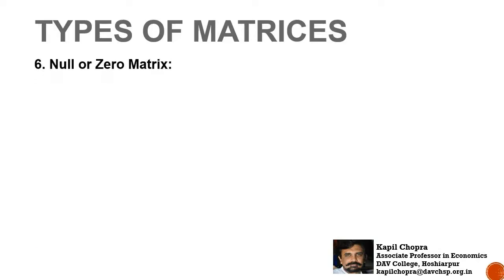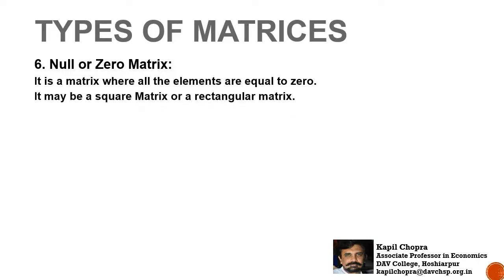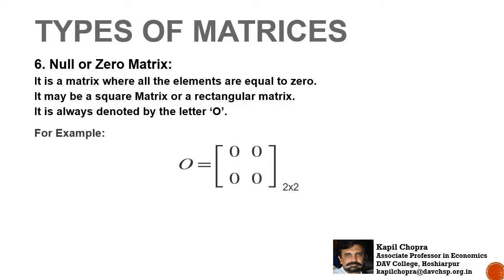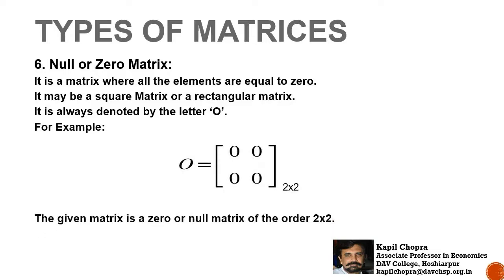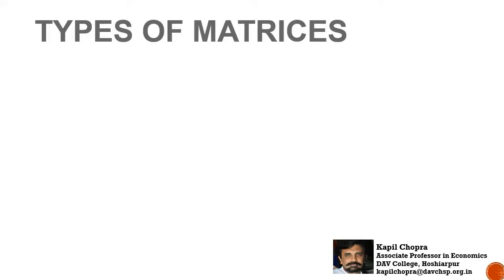Null matrix or zero matrix. It is a matrix where all the elements are equal to 0. It may be a square matrix or a rectangular matrix. It is always denoted by the letter O. For example, the given matrix is a zero or null matrix of the order 2 by 2. Here all Aij is equal to 0.